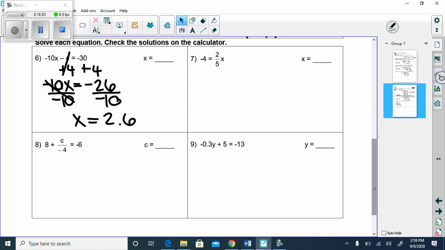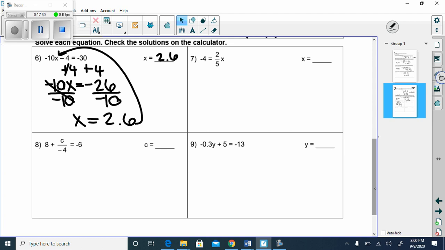Okay, and what it means by check it in the calculator is that you can take this 2.6 and plug it in here for x. So you could type this in your calculator: negative 10 times 2.6 minus 4. And if we did it correctly, we should get negative 30. All right? Okay. All right.